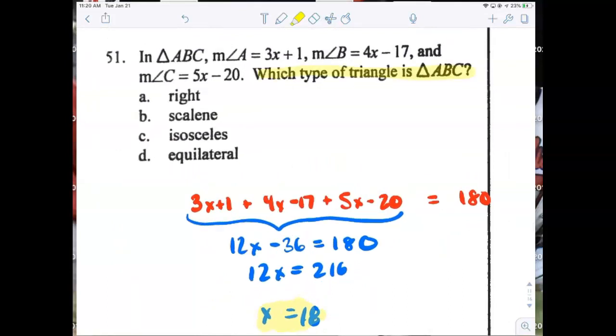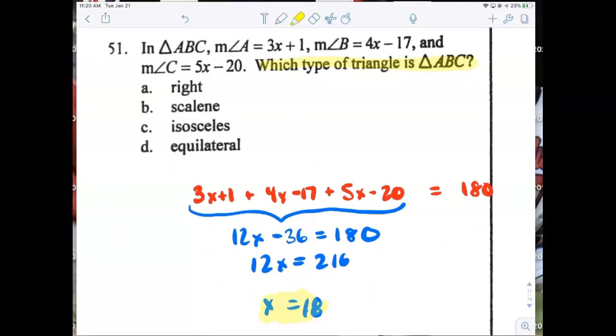But it didn't ask us to find x. It asked us to go several more steps past that and find what type of triangle ABC is. We think this is a very, very unfair question for multiple choice because you can't get any partial credit for it. You're either right or you're wrong, even if you do most of the work right.